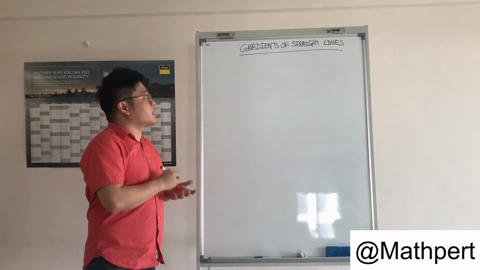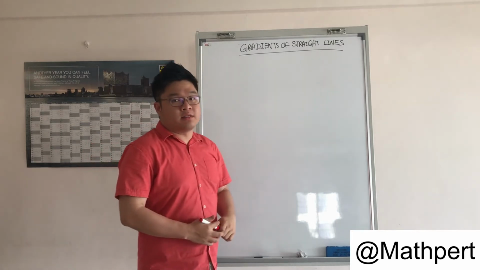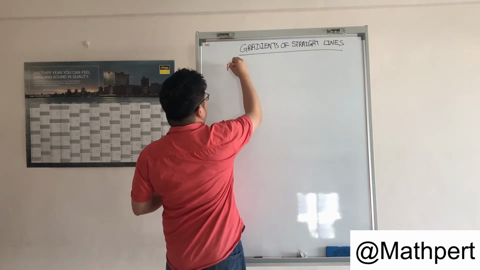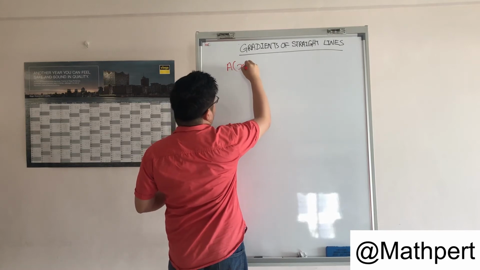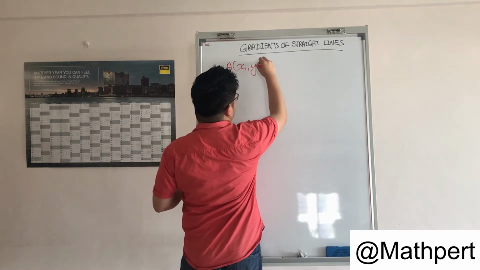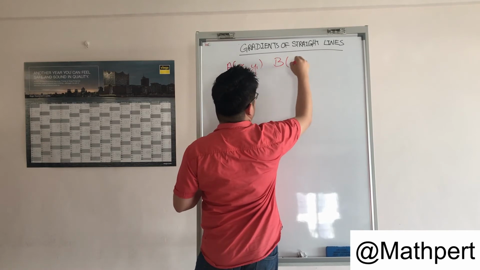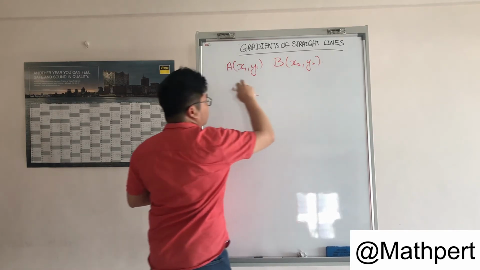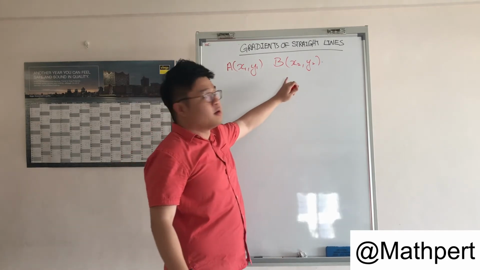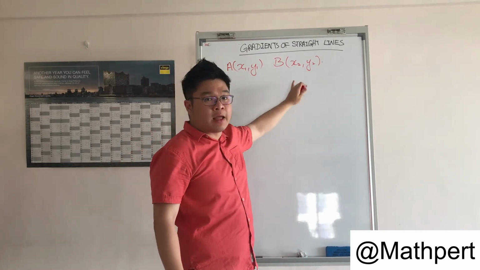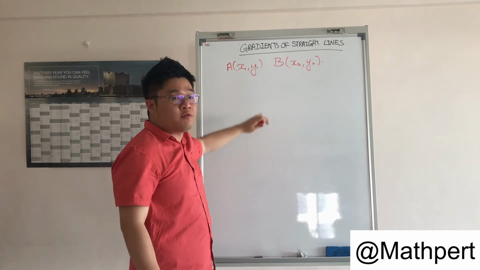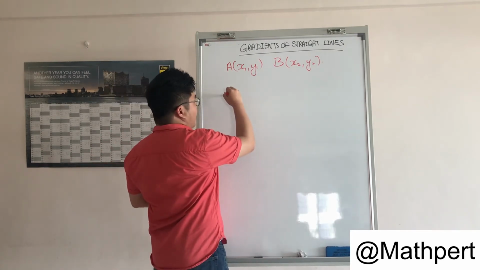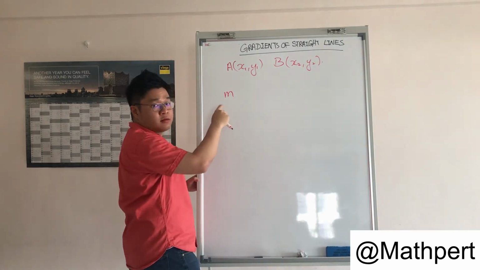Okay, now let's take a look at gradient of straight lines. Let's say we are given point A is (x1, y1), and point B is (x2, y2). If we are given these 2 points, we can form a straight line, and we are asked to find the gradient of the straight line, there will be m. Small m meaning gradient.